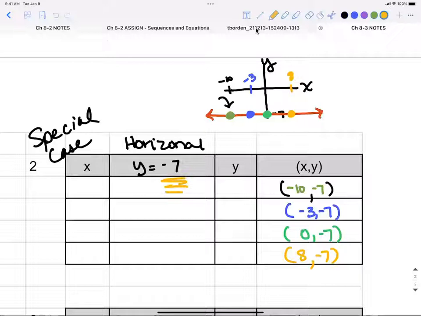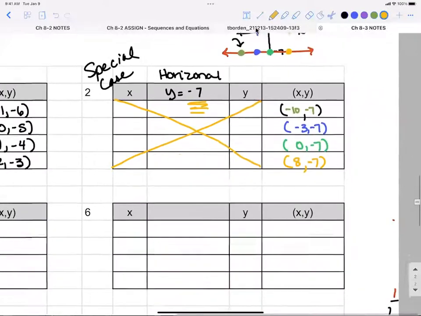So on this special case, you don't need to do this. Okay, put an x through that. When it's a special case, you're not going to pick x's and plug them in because you don't have an x in the equation to plug them in. You just have to remember it's a special case. Y's are always going to be -7, and it doesn't matter what you put for the x. Okay, just pick 4 random ones.